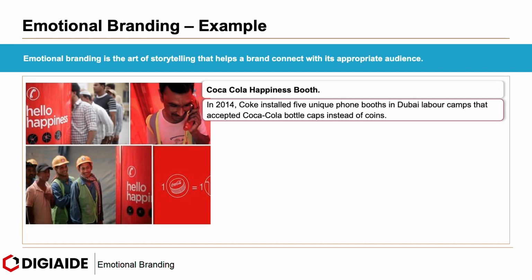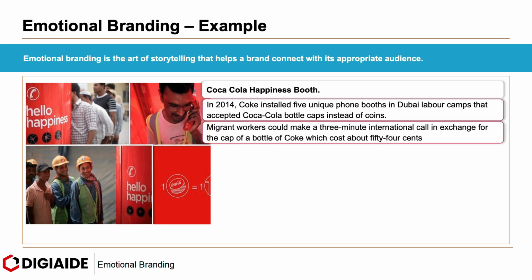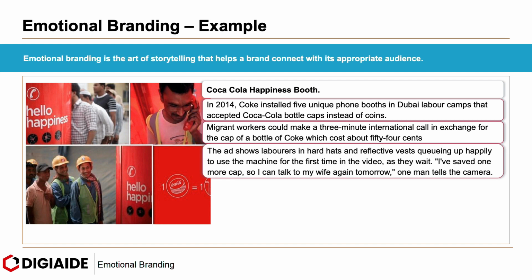In 2014, Coca-Cola installed 5 unique phone booths in Dubai's labor camps that accepted Coca-Cola bottle caps instead of coins. Migrant workers could make a 3-minute international call in exchange for the cap of a bottle of Coke, which cost about 54 cents. The ad shows laborers in hard hats and reflective vests queuing up happily to use the machine for the first time in the video as they wait. One of them said, "I have saved one more cap so I can talk to my wife again tomorrow."